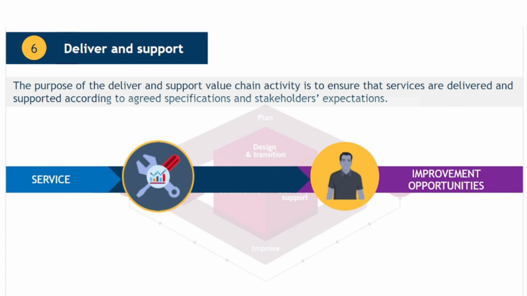Finally, the purpose of the Deliver and Support activity is to ensure that services are delivered and supported according to agreed specifications and stakeholders' expectations. This equates to the operational stage of the service lifecycle. The service or product is now deployed, and day-to-day support and maintenance activities need to take place to ensure that the users can enjoy the full benefits of the service. Like all other activities, opportunities for improvement will be a key output from this activity.